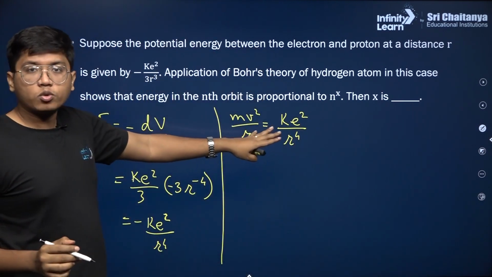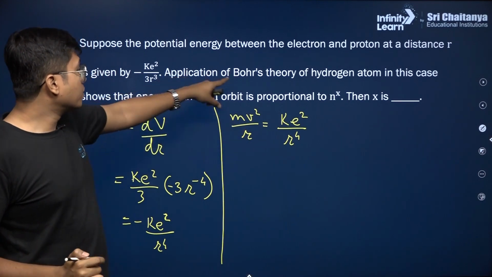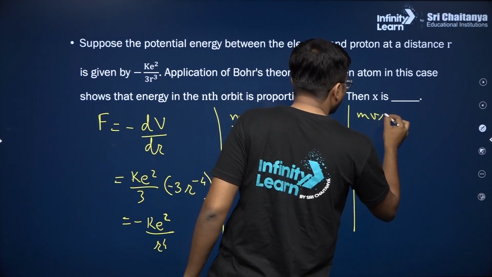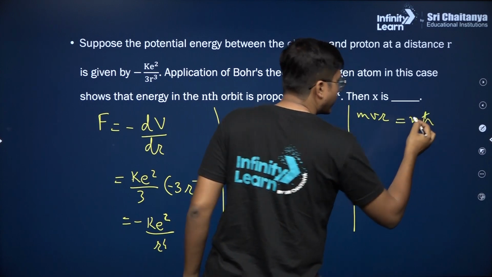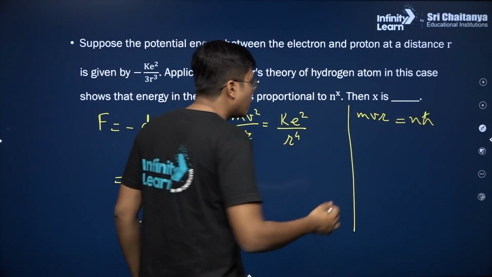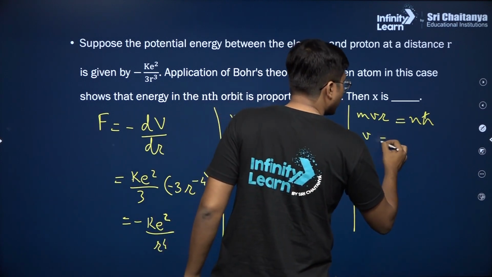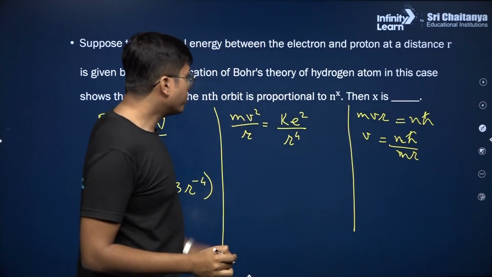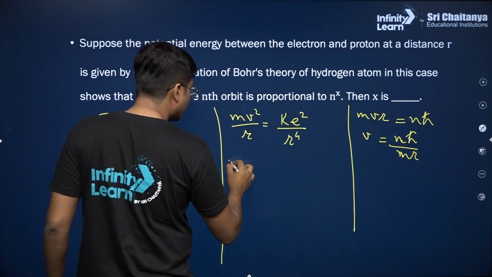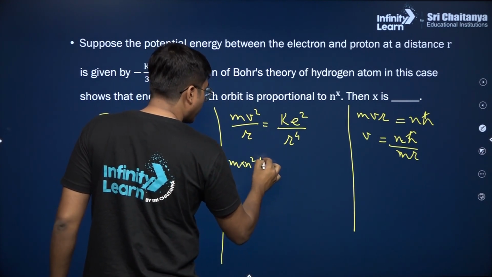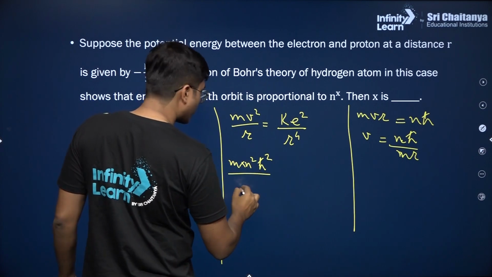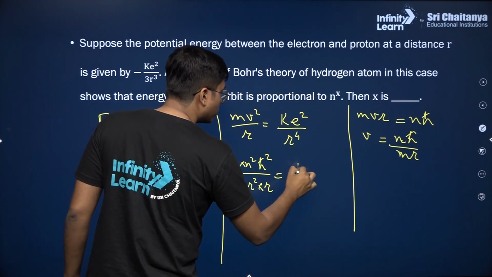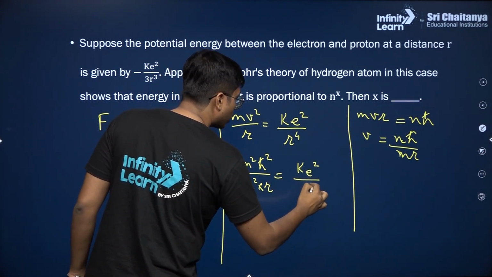Now over here we don't need to do too much, but it's said that the Bohr's theory of hydrogen atom applies here. What is the Bohr's theory? We know that the angular momentum m v r is equal to n h cut, where h cut is just h by 2 pi, which means my v value is going to be n h cut divided by m r. If you put that in here, then you will get m into n square h cut square divided by m square into r square into r, equal to k e square by r to the power 4.